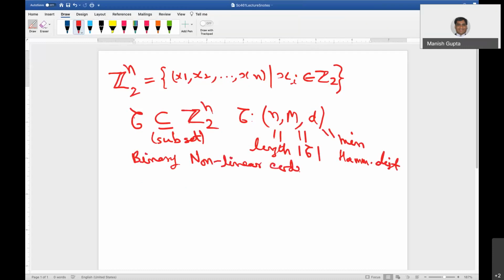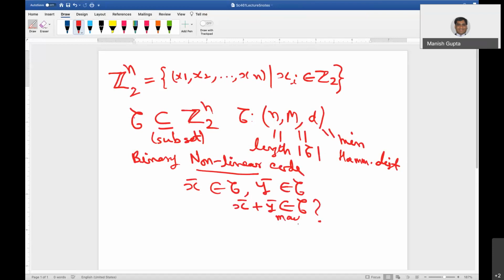Non-linear code, right? Non-linearity means, if you take a vector x in C and y in C, and then look at x plus y, whether this belongs to C or not, we don't know. This may or may not belong to C. Okay, so then it's a non-linear code, right? So there is no surety that the closure of two vectors is again in C. Then that code is known as a non-linear code.